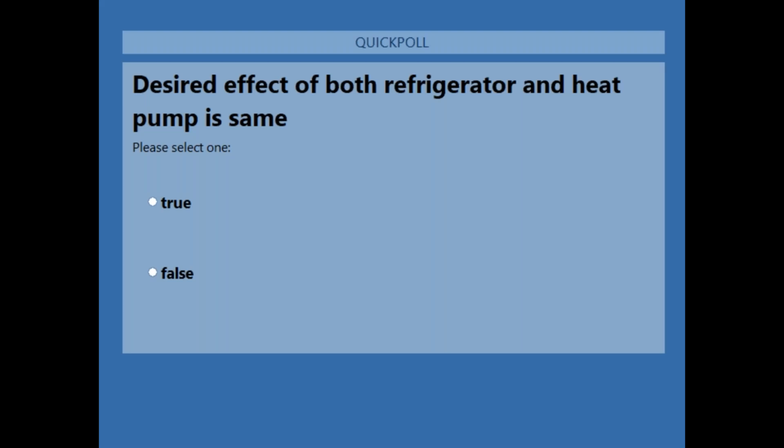So I'll close the poll. 78% of the students have answered it correctly. The answer is, the desired effect of both the refrigerator and heat pump is not the same. That is the answer. So the answer is false, of which 80% of the students have got it right.